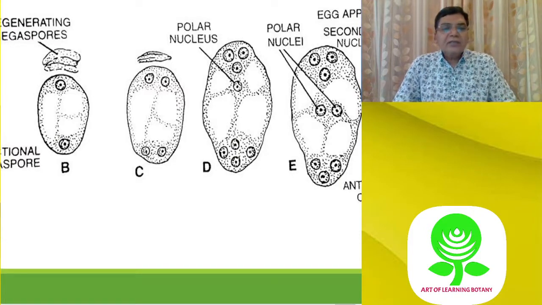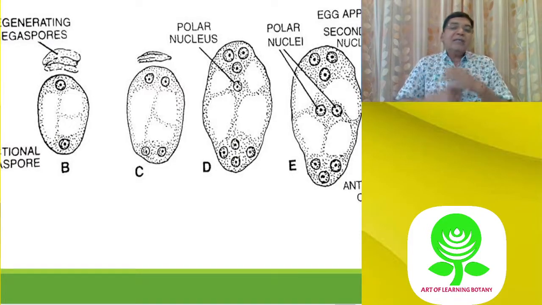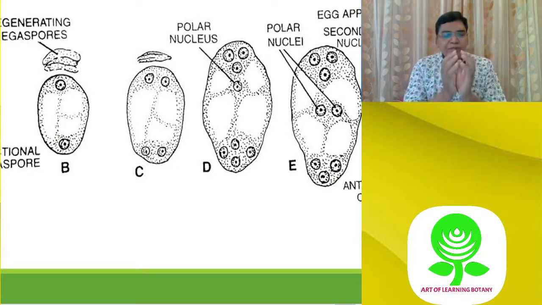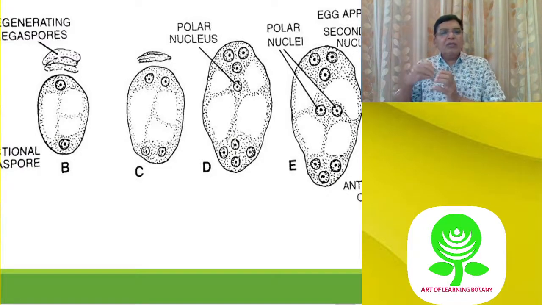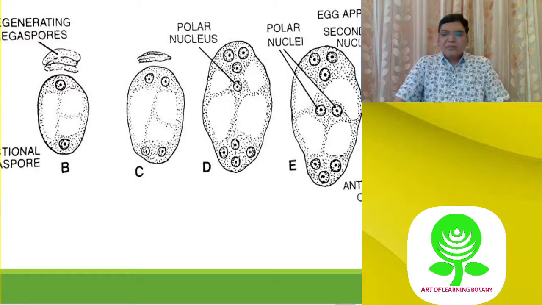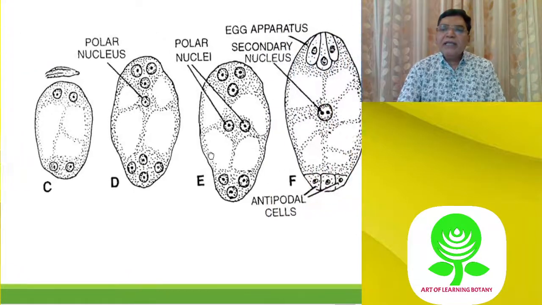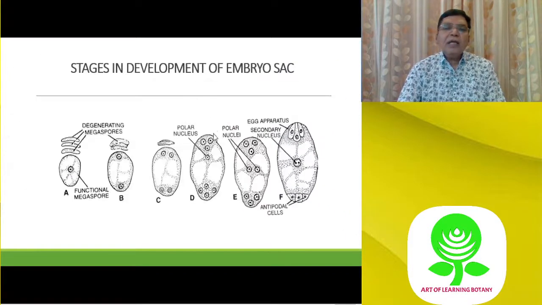Now after that a rearrangement occurs. 3 plus 2 plus 3 arrangement. What is that? 3 nuclei will remain towards the micropylar end, leaving 1 to move to the center. Similarly, from the chalazal end, 3 will remain at the chalazal end, 1 will move to the center. Those that move to the center are called the polar nuclei. Right? This is called the polar nucleus. So there are 3 micropylar nuclei and 3 chalazal nuclei.